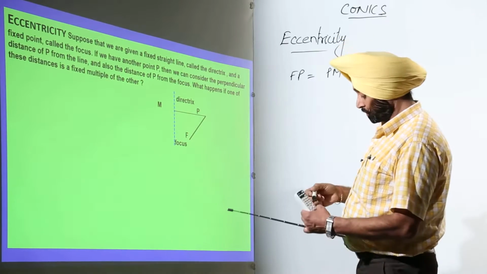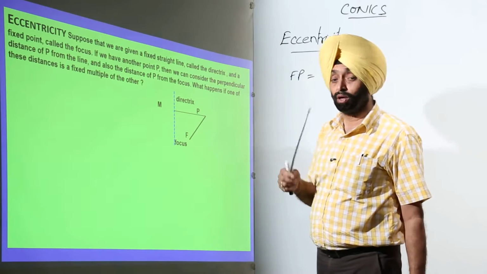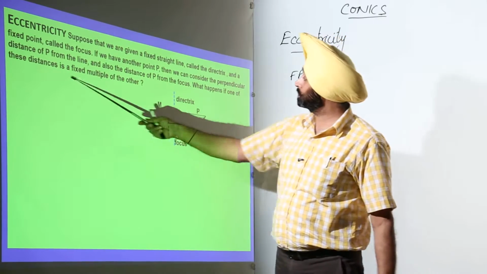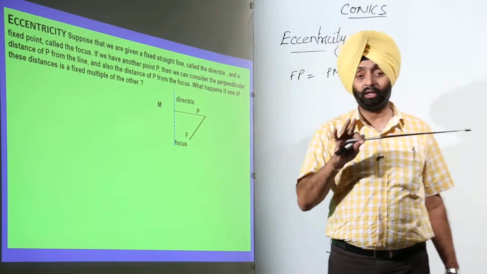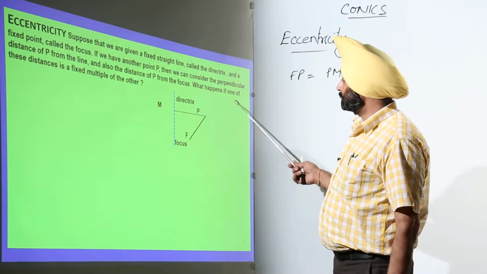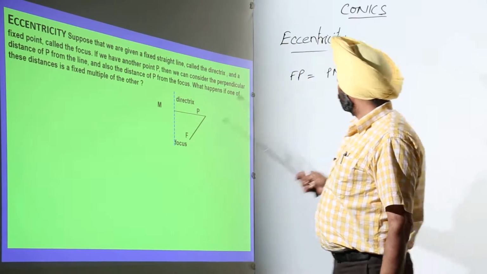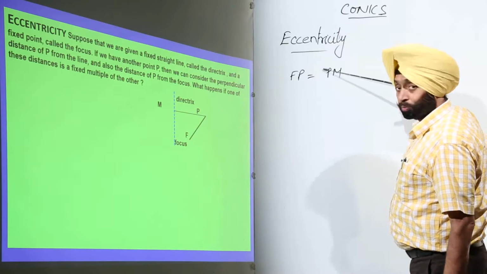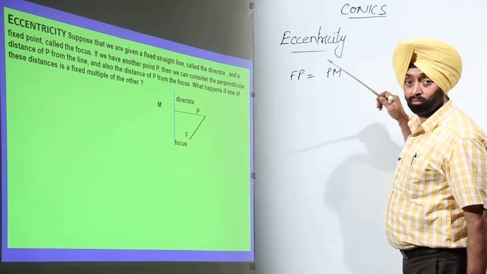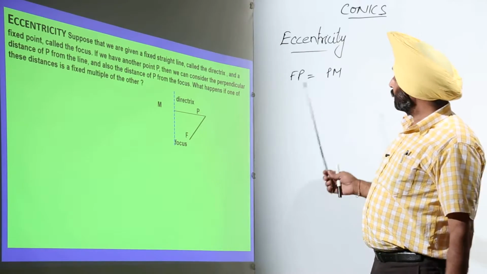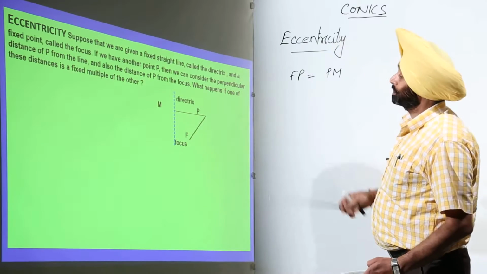If FP is equal to PM, then what happens? They are asking what happens if one of these distances is a fixed multiple of the other. A very nice sentence. What happens if one of these distances is a fixed multiple of the other? Now I have just left a space here. Now I am going to put here a new term for you, and that will become the equal multiples. Before that, let's discuss it.